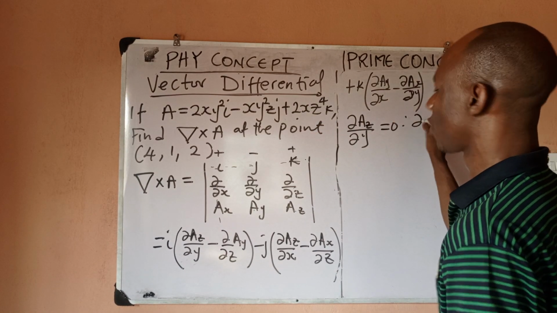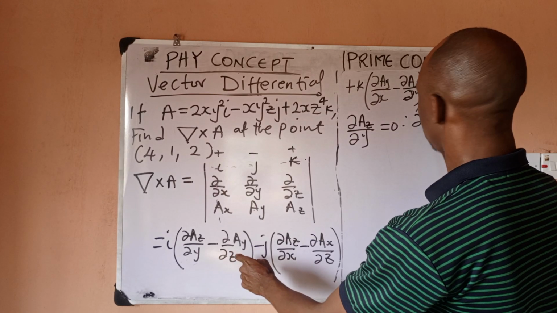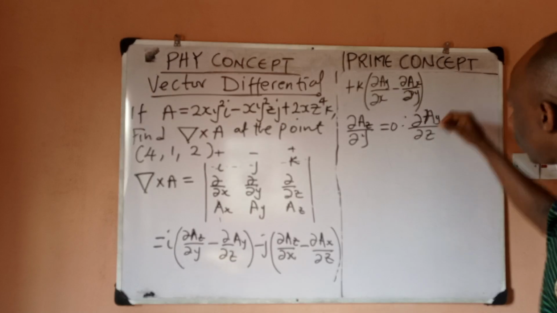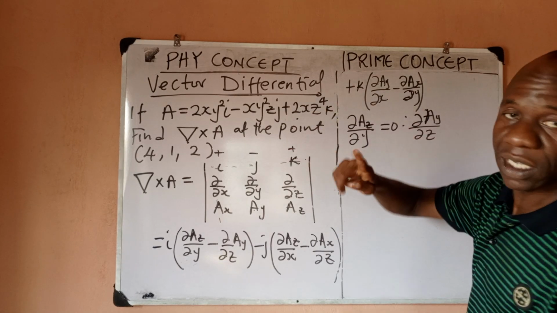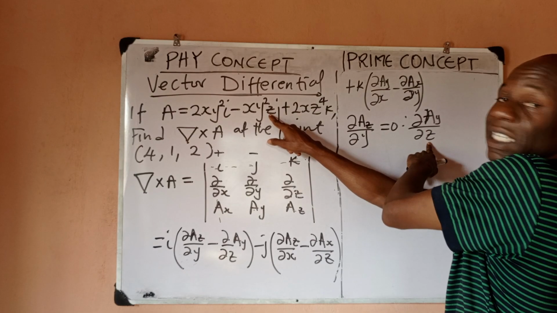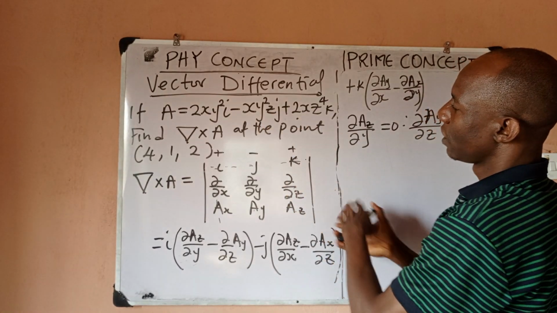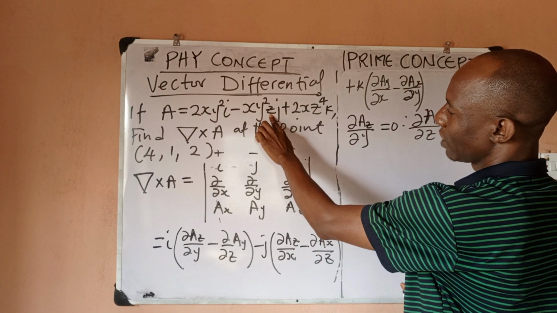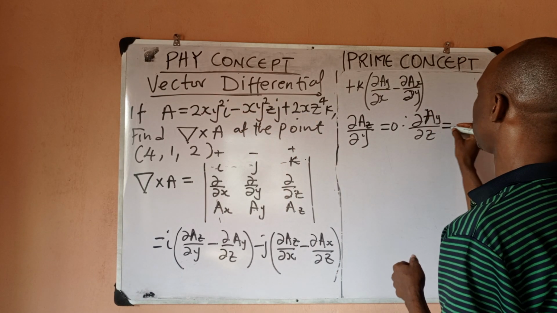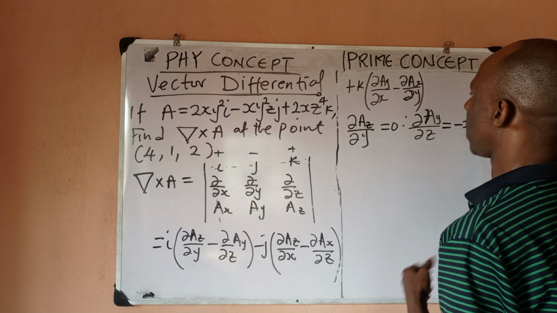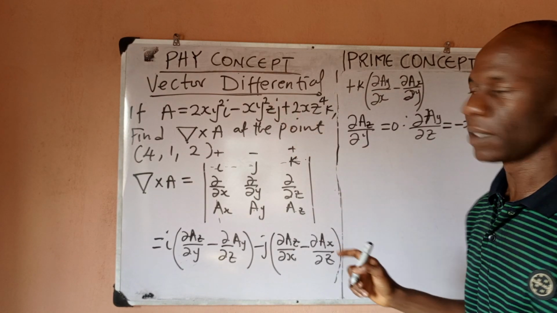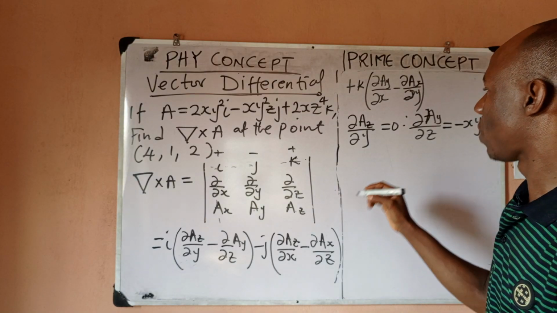Same way, I'm going to do dAy with respect to z. So I'm going to look for Ay. Ay is the part connected to j, which is this. So I'm going to differentiate this with respect to z. You can see there is z, and if you differentiate z, you get 1. So you'll be left with minus xy squared. So this would give us minus xy squared, because when you differentiate z, it is going to be 1 because the power is 1. Now, I will go to the next one.